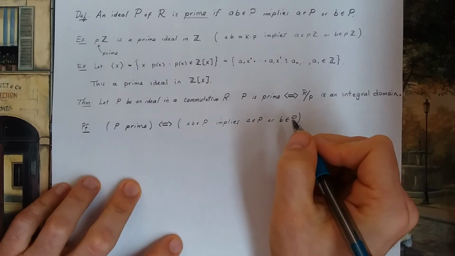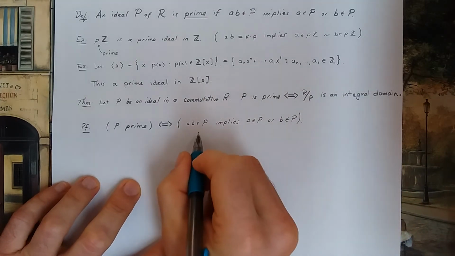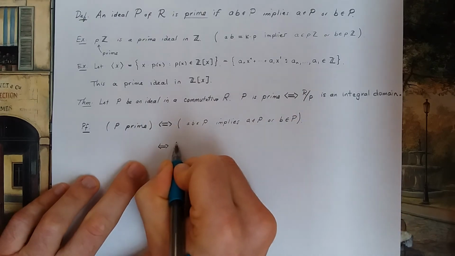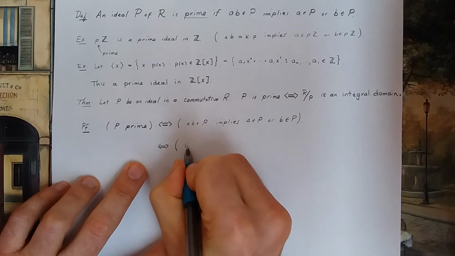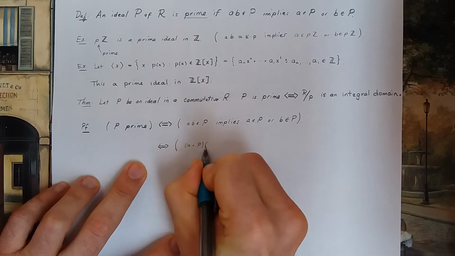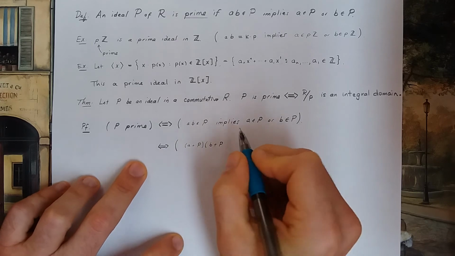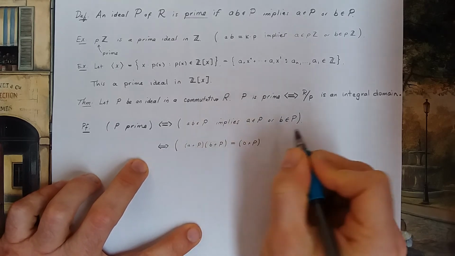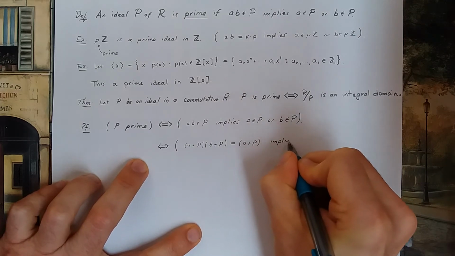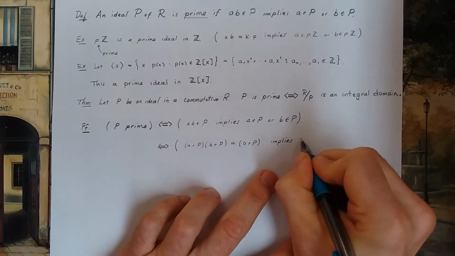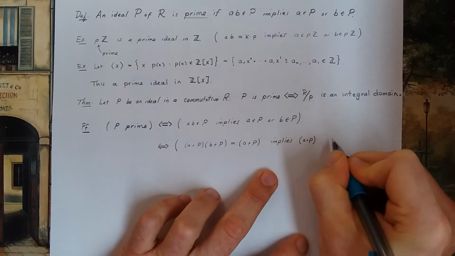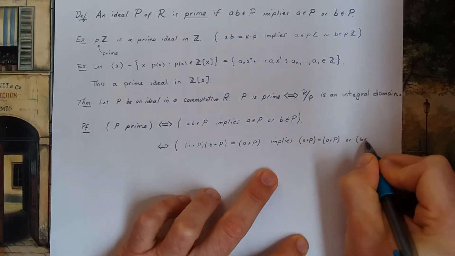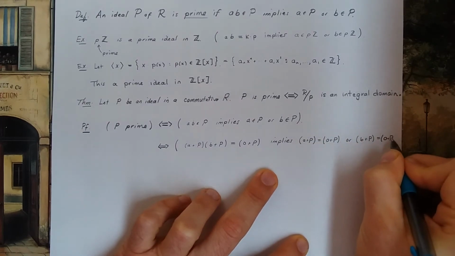That's the definition. But you could rewrite this definition using terms from the factor ring. So that's true if and only if a plus P times b plus P is equal to 0 plus P, that implies that either a plus P is equal to 0 plus P, or b plus P equals 0 plus P.